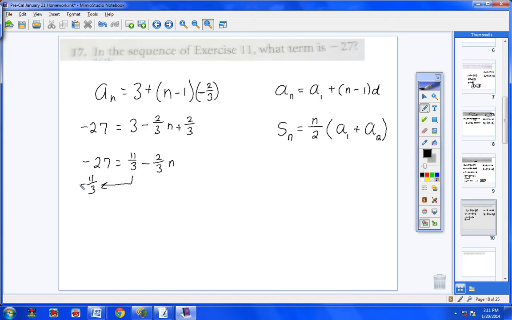So if you do that correctly, you're going to get -92 over 3, or 30 2/3 is acceptable, equals -2/3 n. Now with your calculator, feel free to now divide -92/3 divided by -2/3. And if you do that correctly, you are going to get 46. Okay, you will get 46. And of course, a negative being divided by -2/3, divided by -2/3, these cancel. Go ahead and use a calculator if you need to, and you will get 46 equals n. So the 46th term is -27.